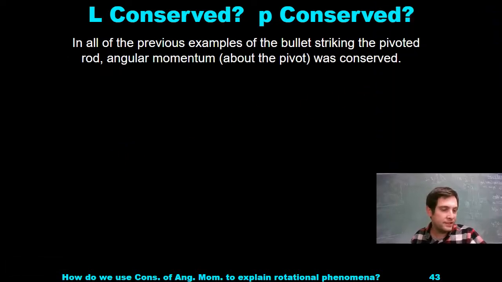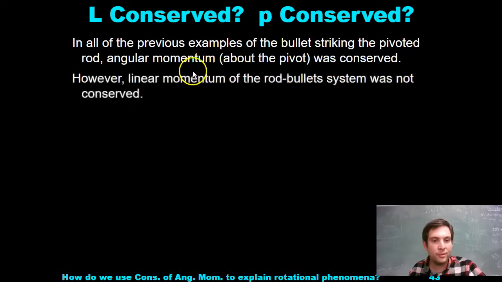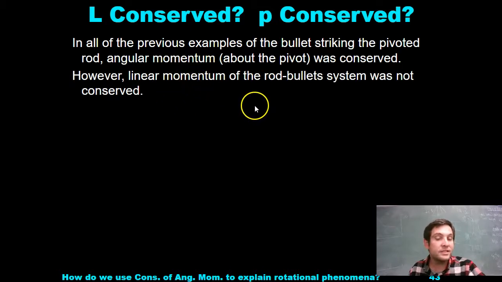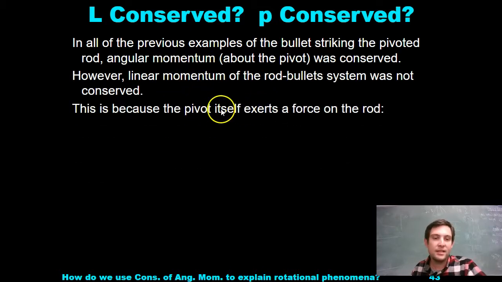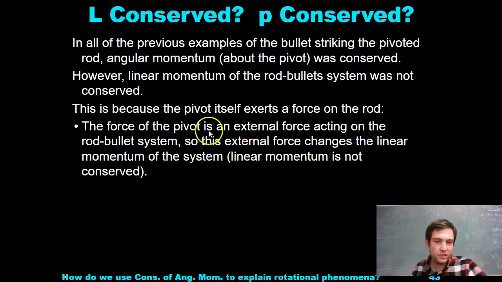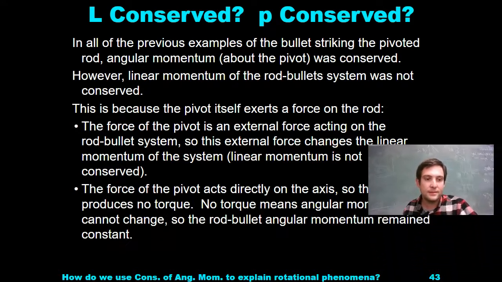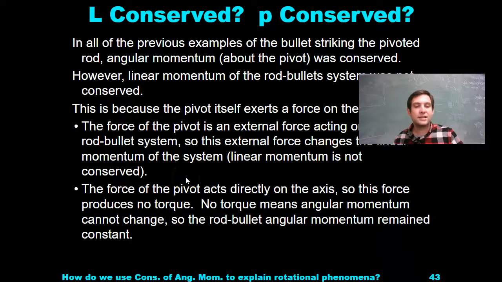In all of the previous examples, angular momentum was conserved. However, linear momentum was not conserved. This is because the pivot itself exerts a force on the rod. The force of the pivot is an external force acting on the rod bullet system. So this external force changes the linear momentum of the system. Linear momentum is not conserved. The force of the pivot acts directly on the axis, so this force produces no torque. No torque means angular momentum cannot change, so the rod bullet angular momentum remained constant.